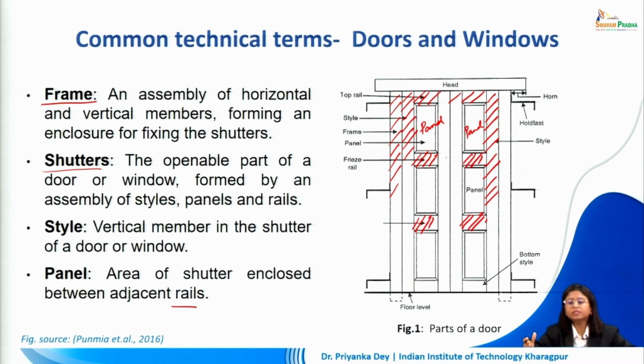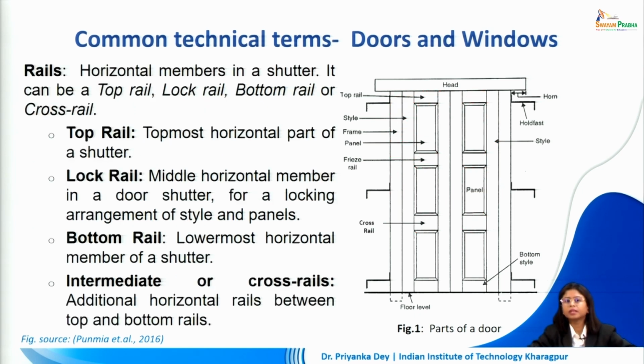So far we know that the frame is the outer vertical and horizontal member. The shutters are the openable part of the door or window. The stile is the vertical member in the shutter of a door or window and panel is the area of the shutter which is enclosed between adjacent rails. Rails are the horizontal members in a shutter. It can be called a top rail, lock rail, bottom rail or cross rail. Based on the position, their names are different.